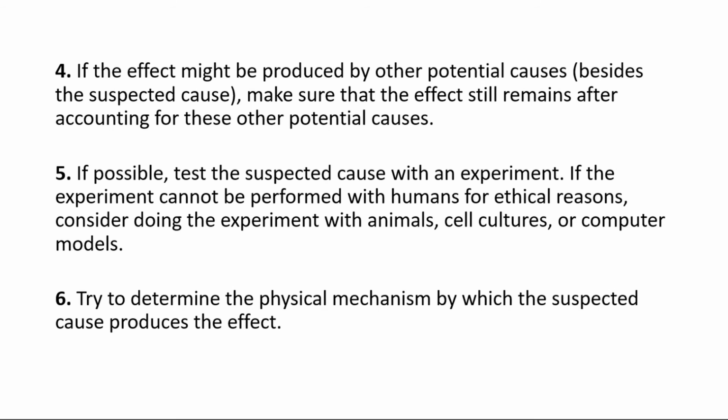Four, if the effect might be produced by other potential causes besides the suspected cause, make sure that the effect still remains after accounting for these other potential causes. Five, if possible, test the suspected cause with an experiment. If the experiment cannot be performed with humans for ethical reasons, consider doing the experiment with animals, cell cultures, or computer models. And six, try to determine the physical mechanism by which the suspected cause produces the effect.